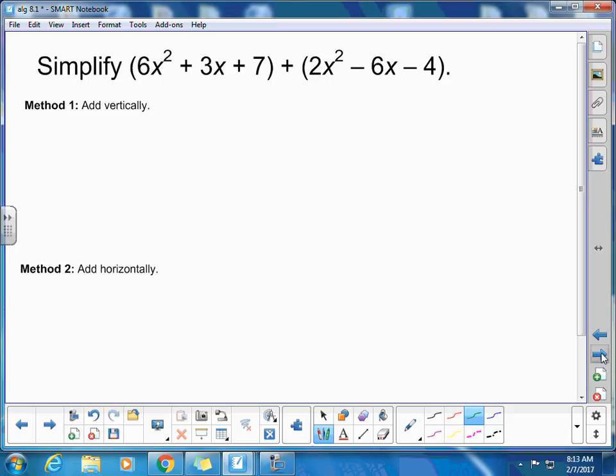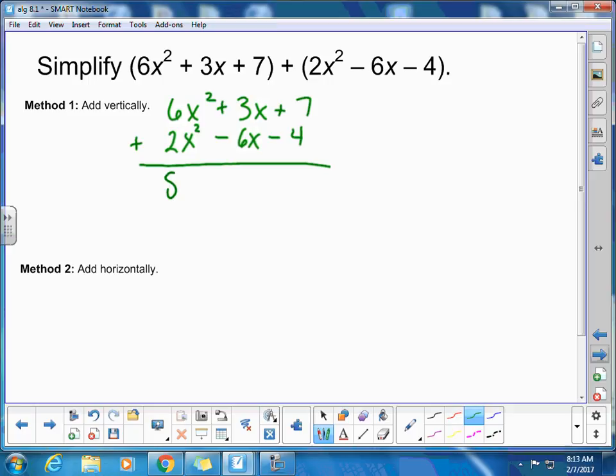So let's talk about simplifying by adding. We can either add vertically or horizontally. If I add vertically, I would write them so they line up underneath each other. So the x squareds are with the x squareds and the x's are with the x's. If you don't have one, like if we didn't have an x, we'd put 0x in so we can line them up beautifully. And then since we're adding, we just add 6 and 2, which is 8x squared. 3x minus 6x, so minus 3x. 7 minus 4 is plus 3.